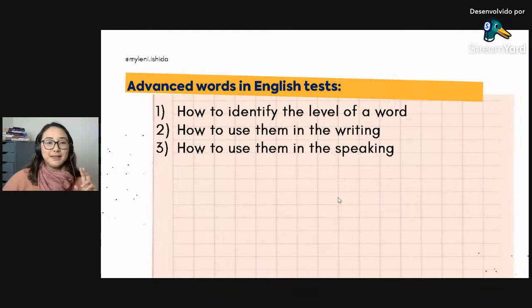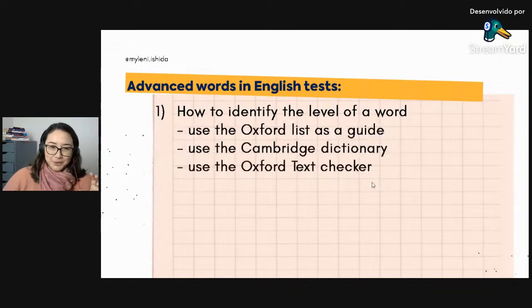I decided to separate this class in three parts. The first one, I'm gonna show to you how you can identify the level of a word. The second part, I'm gonna give you some tips on how you can use that in the writing. Just some examples, okay? Because of course we don't have time for a complete lesson with all parts, okay? And then the last part, you are going to see how to use the advanced words in your speaking. Okay, I'm going to give you some examples. Okay, let's get started with the first part.